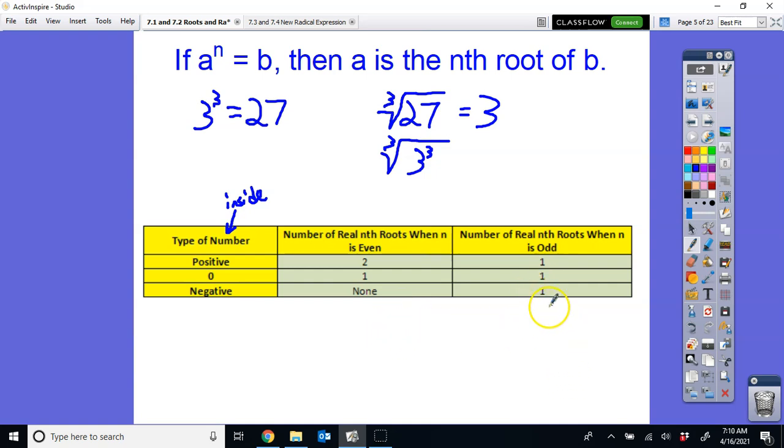Here's where it gets a little different. When you have an odd root, like a cube root or a fifth root or a seventh root or a ninth root, remember you're asking yourself what times itself that many times gives me the number on the inside. And if you have a negative number on the inside, you can actually get an answer. We're going to do that here in just a little bit, so I'm going to come back to that in just a second. But it only has 1 answer when you have an odd root. There is not going to be 2 answers. There's not going to be a plus or minus when you're dealing with an odd numbered root.